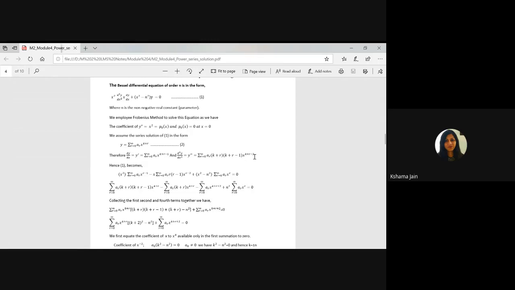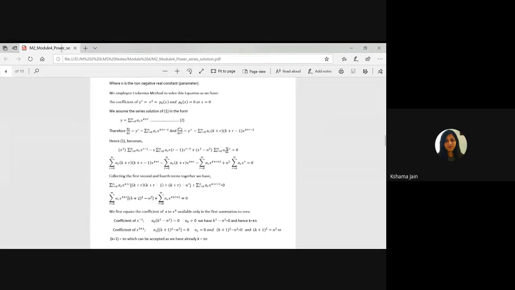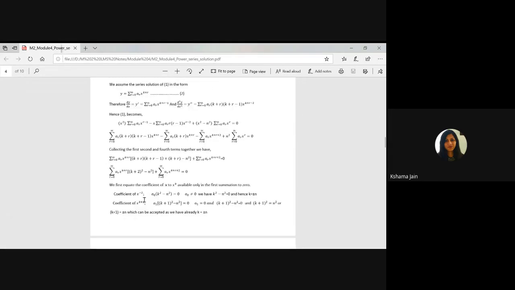Same procedure. You just need to remember what solution we initially took in the beginning. For Legendre's we have taken AR x raised to power r. For Bessel's we are taking AR x raised to power k plus r. After that, your work is to find the first derivative y dash or dy by dx and y double dash or d2y by dx square. We will put them into this equation number 1. After some multiplication and simplification, we got this.